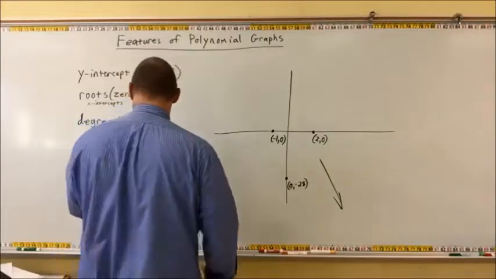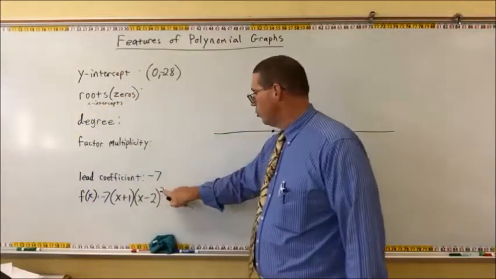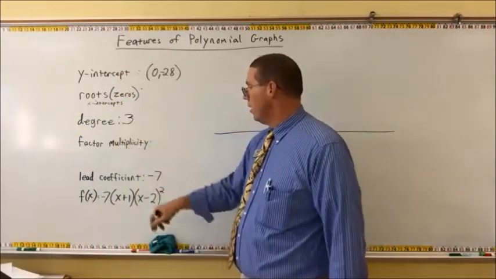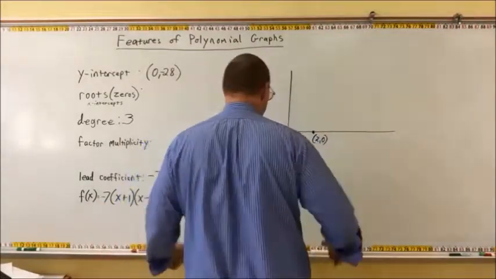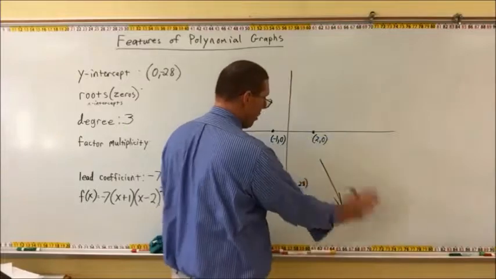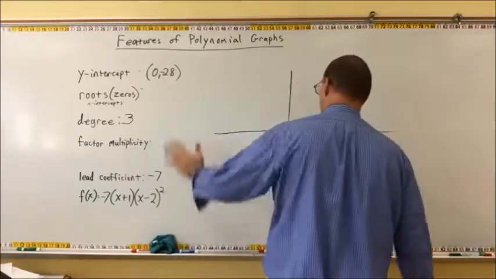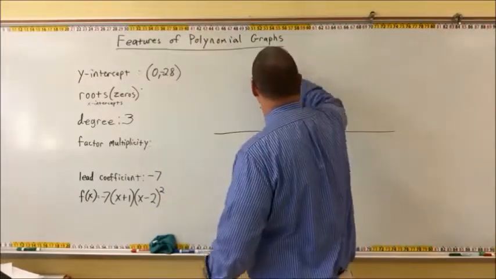And then the degree, what's the degree? Well, we've got a 1 here and a 2 here. That's a degree of 3. Because that's an odd degree, we know that the left side is going to be opposite of the right side. Since the right side goes down, the left side is going to go up.